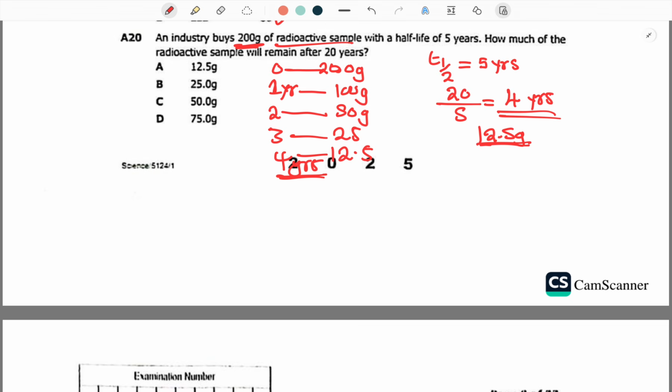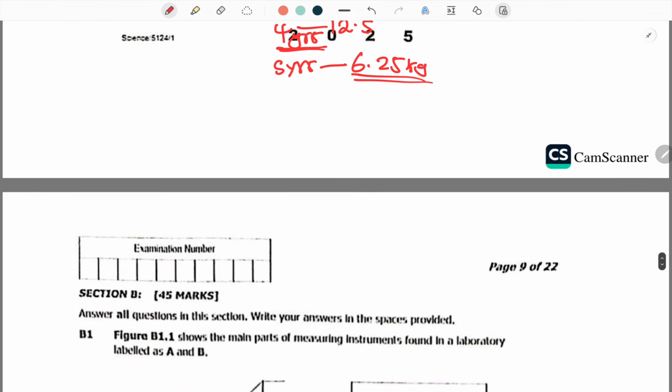If they said 5 years, we could have proceeded. At 5 years, again, we reduce by half, so it could have been 6.25 grams. Just like that, you just keep on reducing by half until you get your answer.